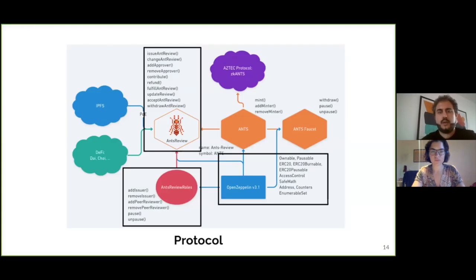So for the current iteration, we implemented a fully bounty-like system. The main smart contract contains Ant Review and all the logic we need, as well as Ant Review roles that introduce two roles, issuer and peer reviewer, by leveraging our OpenZeppelin access control module that is used for safe contract development.